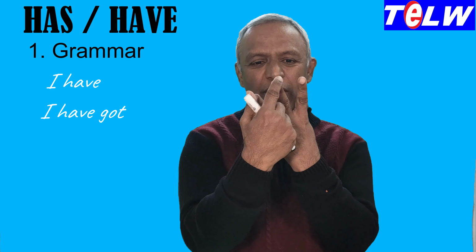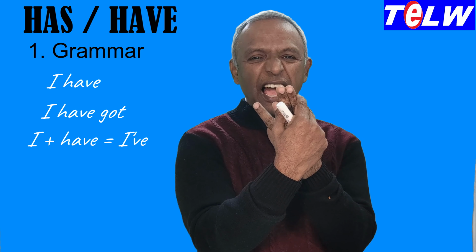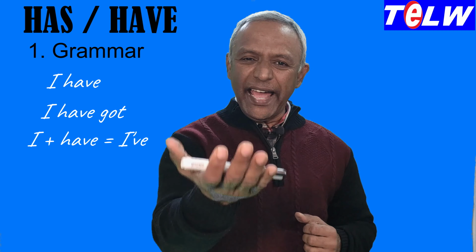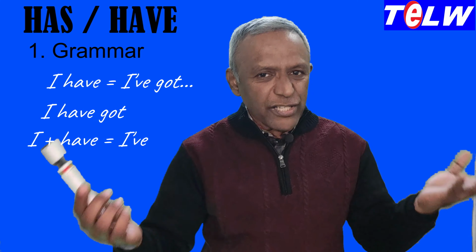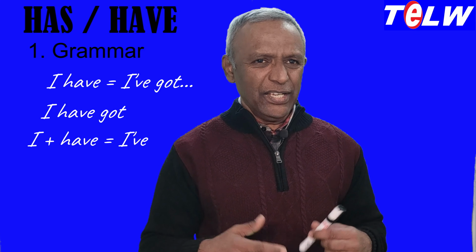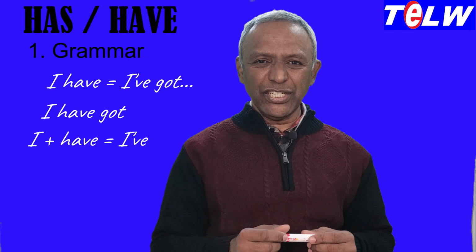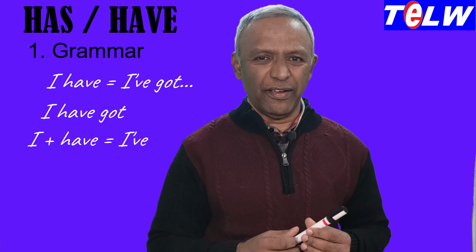Another way of saying I have is I have got. So have becomes contracted with I, and you say I've. So instead of saying I have a marker, I can say I've got a marker. I've got a house, I've got a car, I've got a girlfriend. Or I have. Both are same. You normally say I've got in spoken English. I have is normally used in the written, very formal way of speaking.